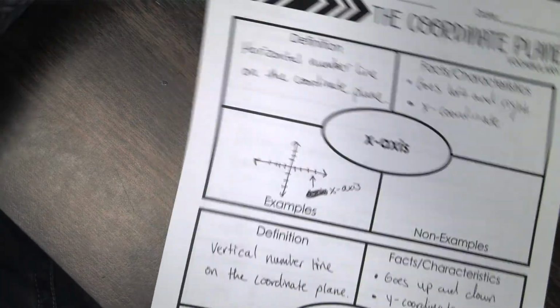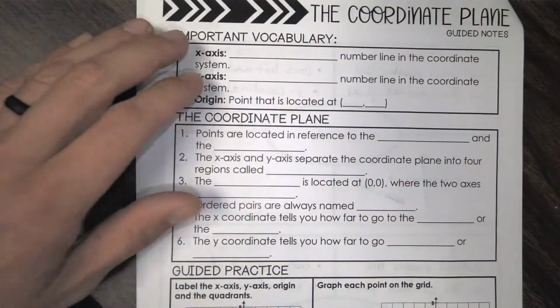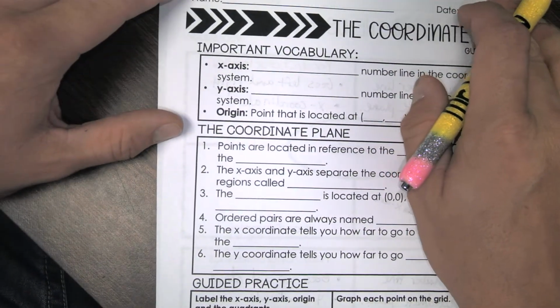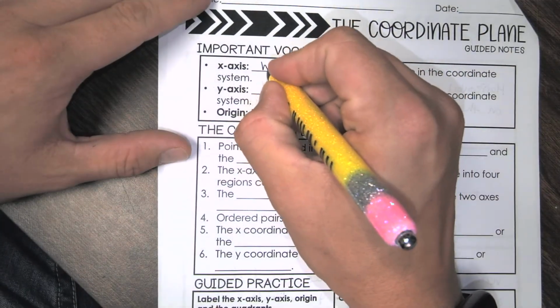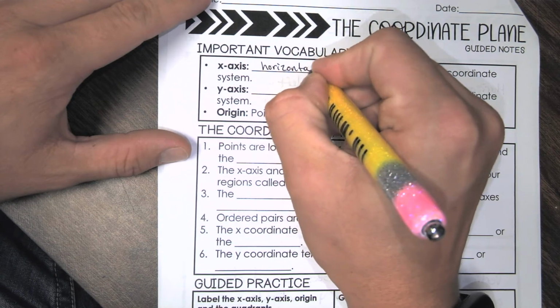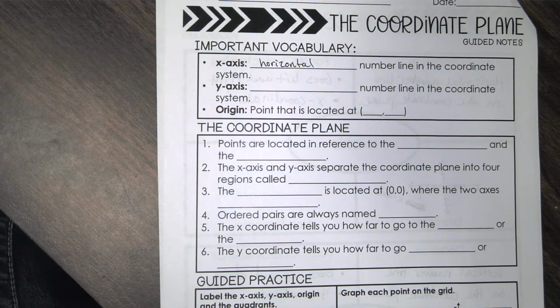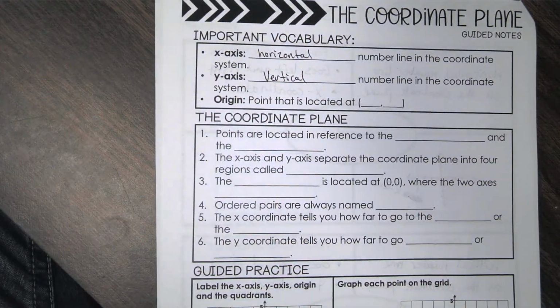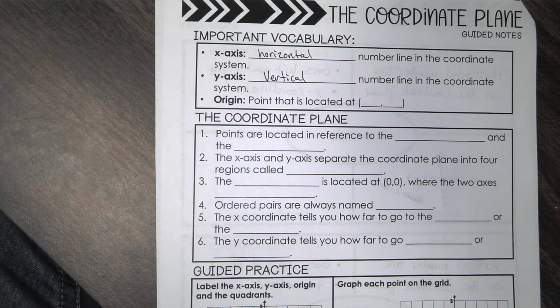On the next page, up here at the top, we're going to talk about the x-axis again. Which one was the x-axis? Left and right, so that's the horizontal. That's the horizontal number line in the coordinate system. It goes left to right. The y-axis is which one? The vertical number line in the coordinate system. That's the one that's going up and down.